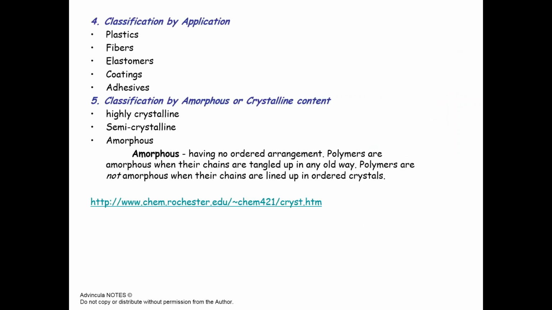So we can classify polymers by application. We can call a polymer a plastic, a fiber, a rubber, or a coating adhesive, or we can classify a polymer based on crystalline content: highly semi-crystalline or even totally amorphous. The term amorphous means that there's no particular order in any direction. Another term for amorphous is isotropic. Okay.